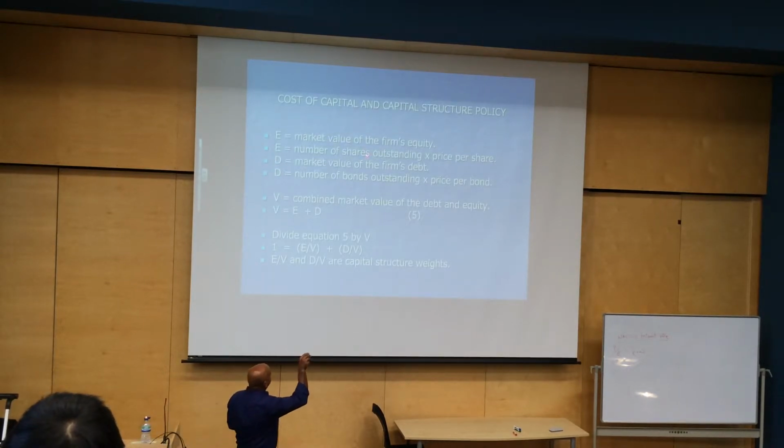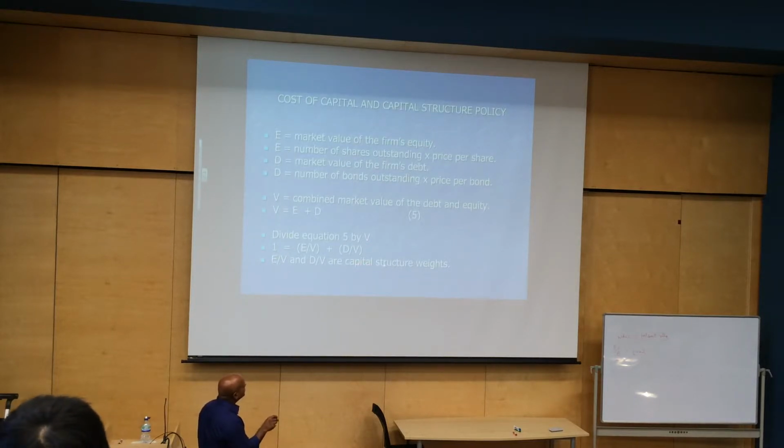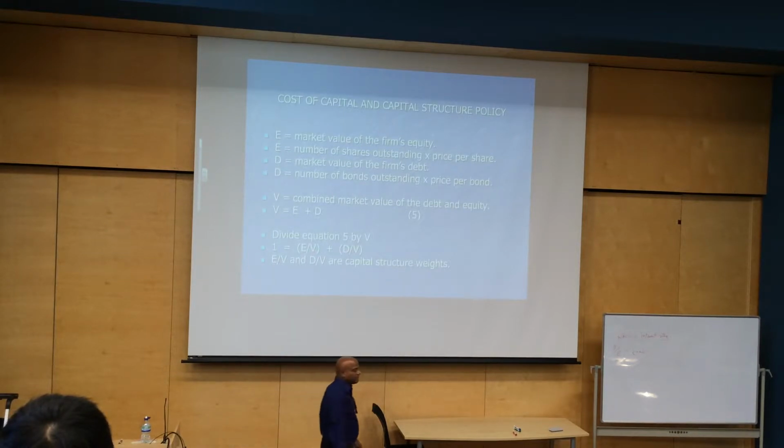That stays fixed pretty much. These two are changing. If they go up, D and E go up; if they go down, D and E go down. Combined value is equal to E plus D, equation 5. If you divide equation 5 by V, then you get that. These are the weights, the capital structure weights: E divided by V and D divided by V.